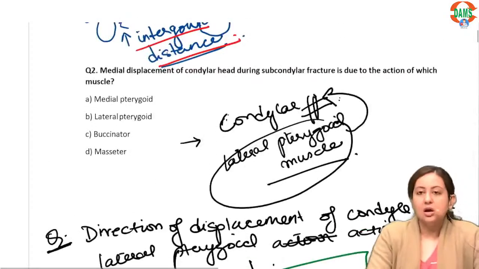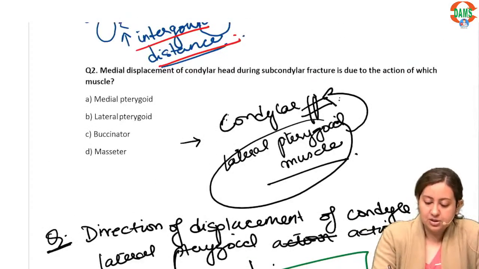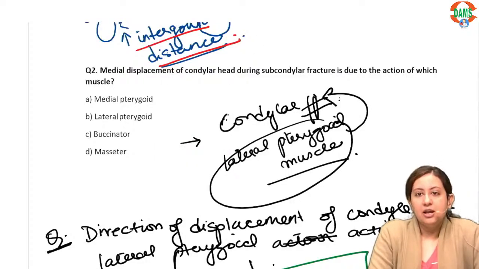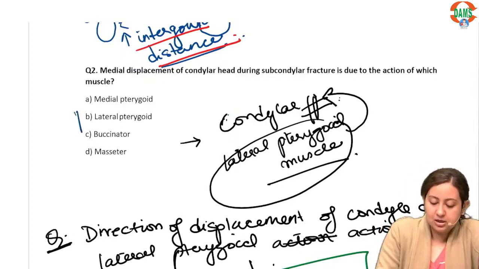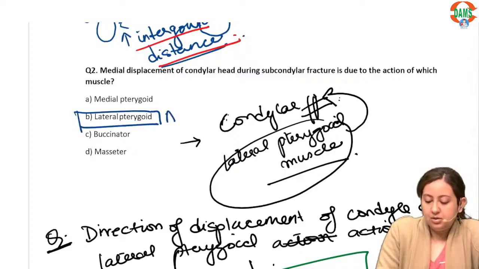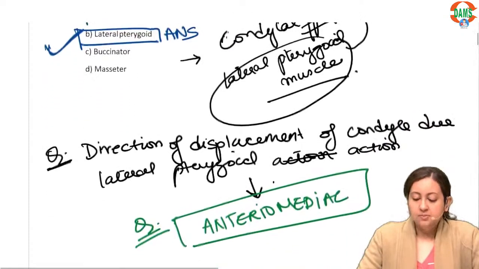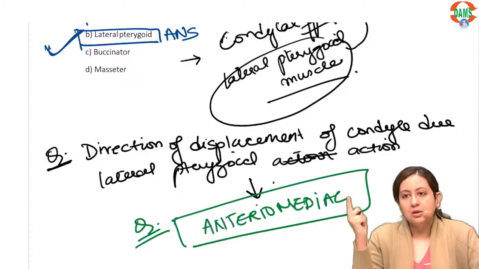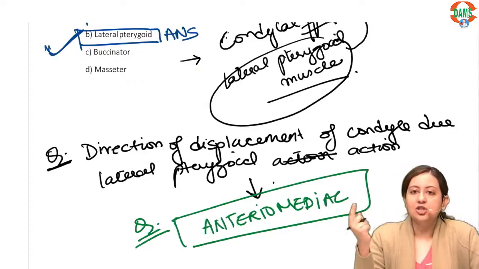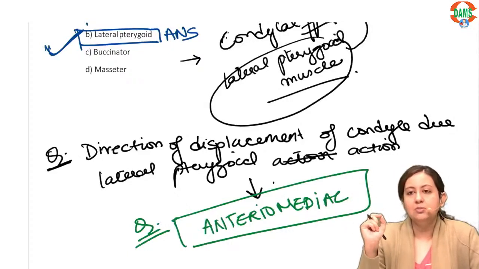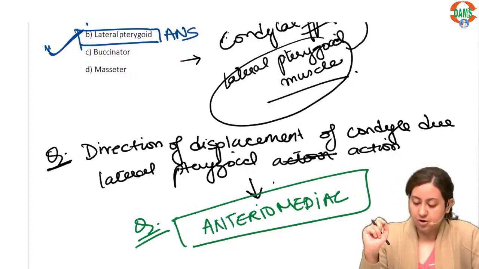Now let's look at our options. It is a straightaway question. The options are medial pterygoid, option A, option B is lateral pterygoid, C is buccinator, and D is masseter. So our answer is lateral pterygoid. Option B is our answer over here. Alright, so two aspects: which muscle causes displacement and the direction of displacement. Both are repeat questions and are important points.